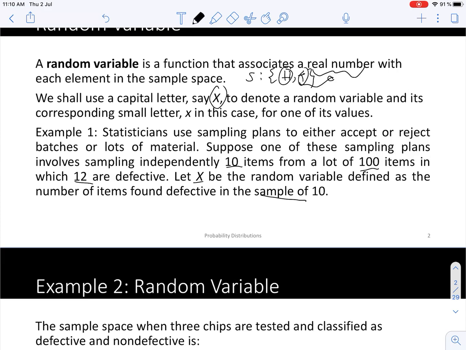So X quantifies the number of defective items. That means that our X, or random variable, can take values from 0. 0 means that in the sample we don't have defective items. 1 defective, 2 defectives, up to the maximum value, which is 10, right? Because the sample size is 10 and we know that there are 12 defectives in total. So it is possible to take up to 10 defective items.